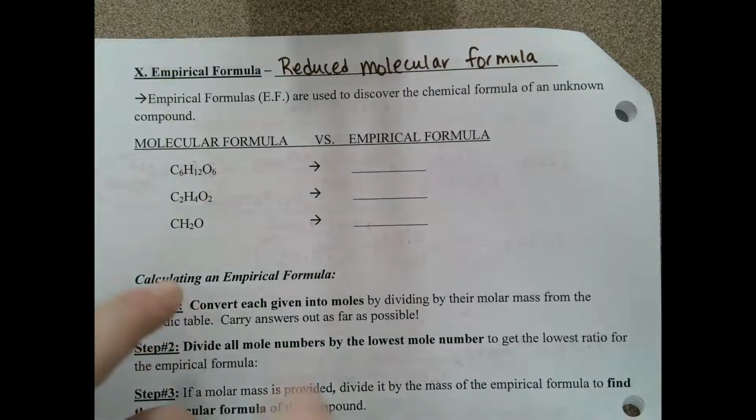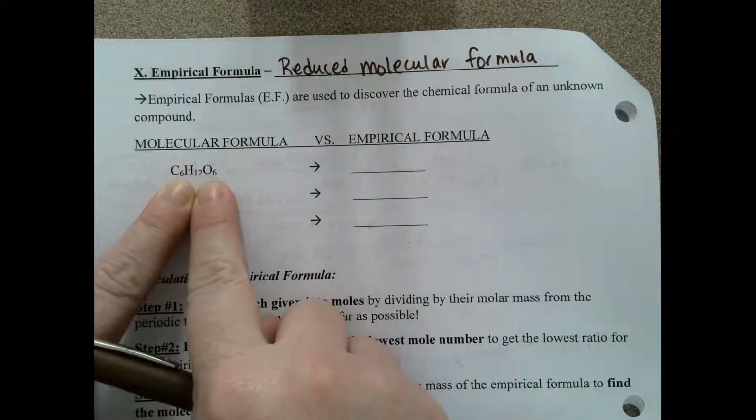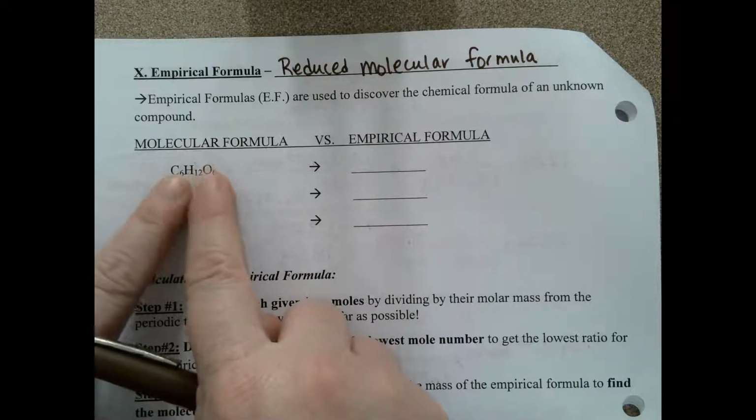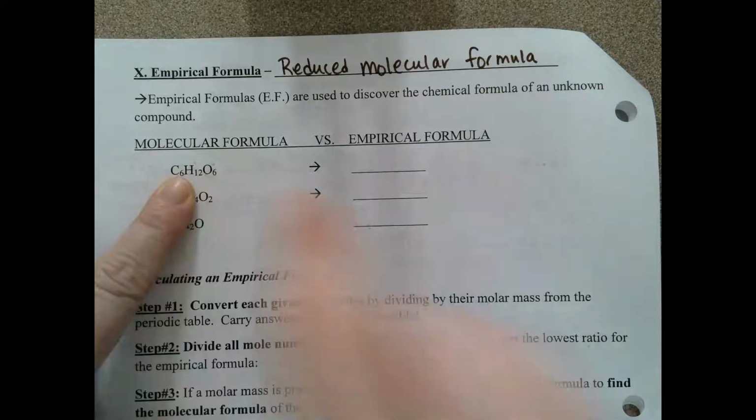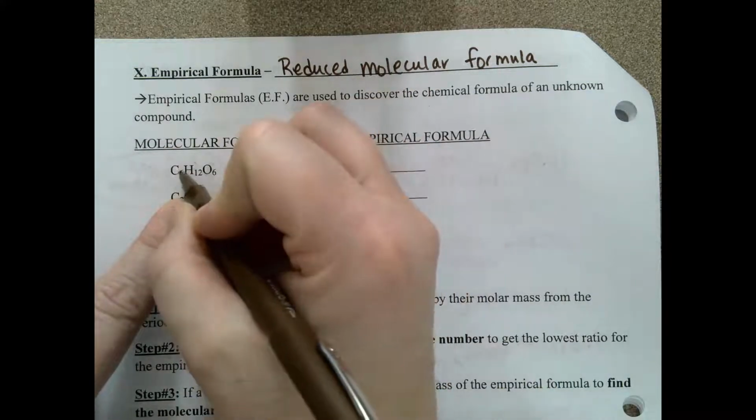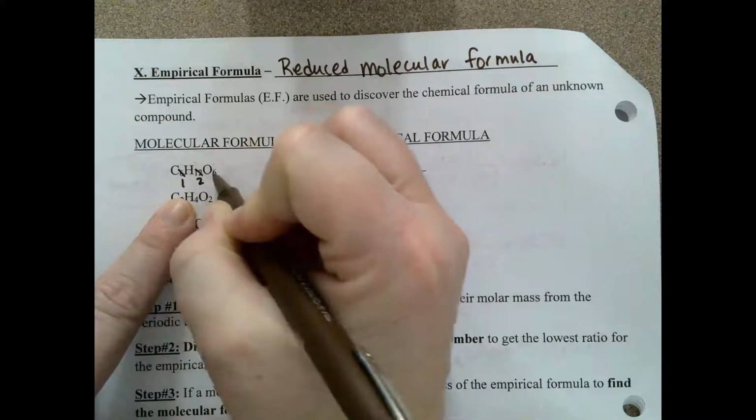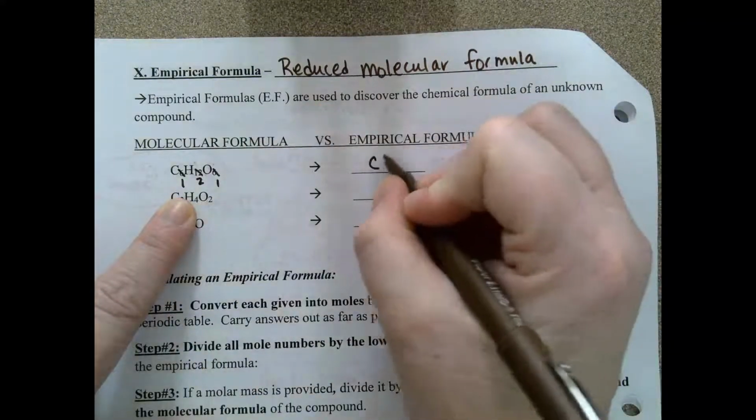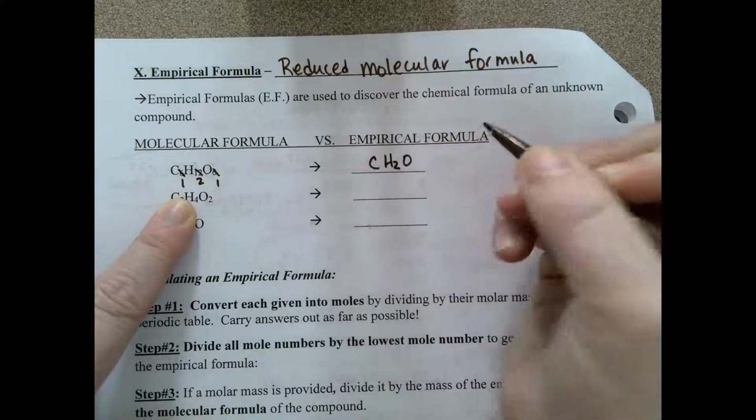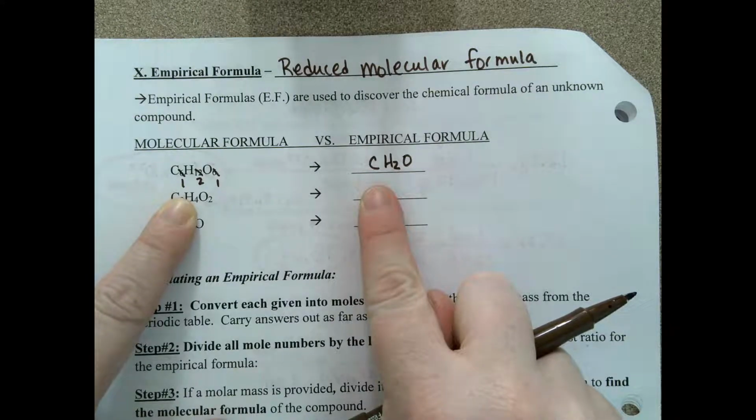Okay, so for example, if I have my molecular formula as C6H12O6, I can reduce this ratio from 6-12-6 to 1-2-1. So my empirical formula for this compound would be CH2O.